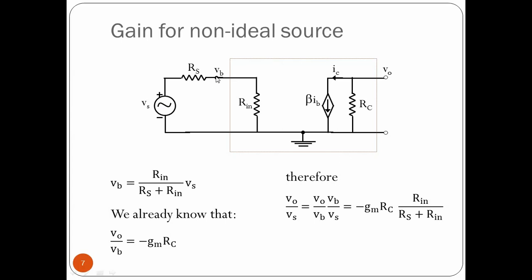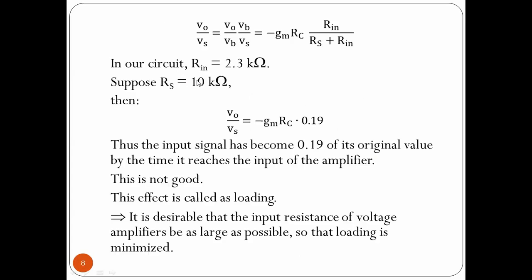This is of course not good. We don't want attenuation of the signal before even passing through the amplifier. So that is the effect of RS. This effect is called loading. To be precise, Rin is said to load VS. And because of Rin, VB becomes small compared to VS. There's another way of looking at it with RS, but that's okay.